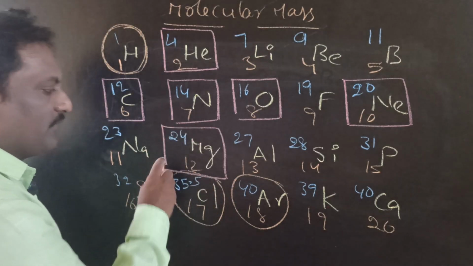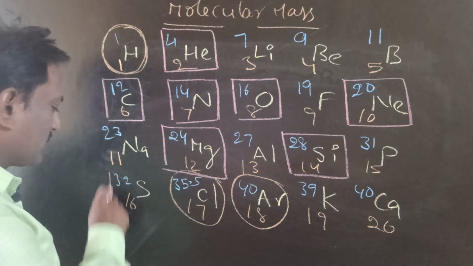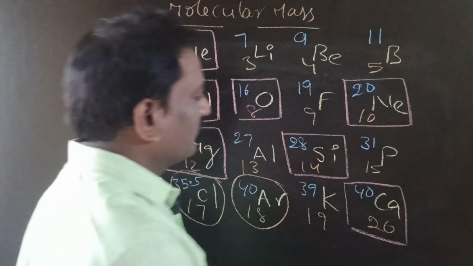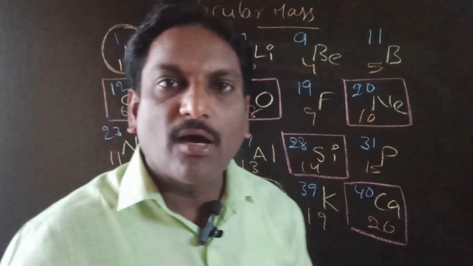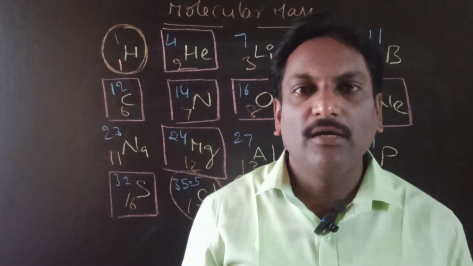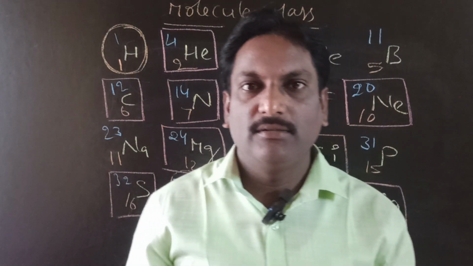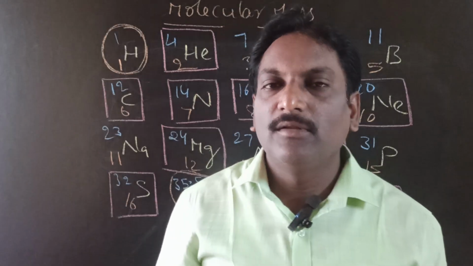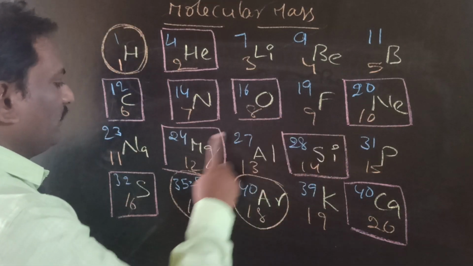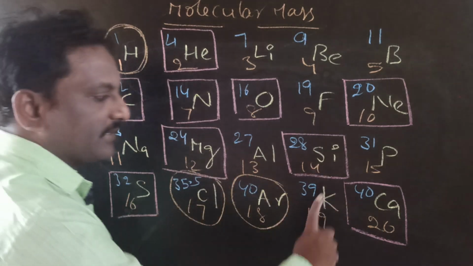Magnesium 12, 24. Silicon 14, 28. Sulfur 16, 32. Next, calcium 20, 40. For these, there is no need to remember the atomic mass, because if you know the atomic number, you will understand the atomic mass of these elements. For all the elements I enclosed in a square box, you get the atomic mass by doubling the atomic number: helium, carbon, nitrogen, oxygen, neon, magnesium, silicon, sulfur and calcium.